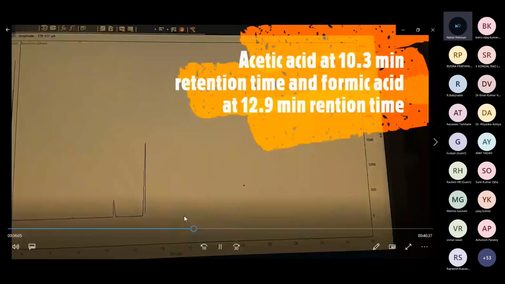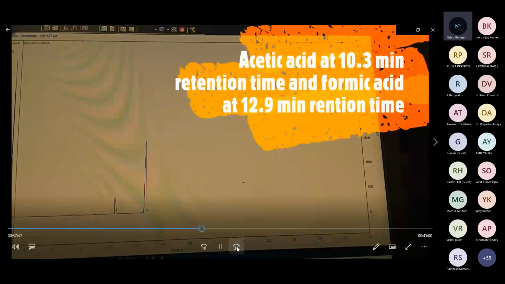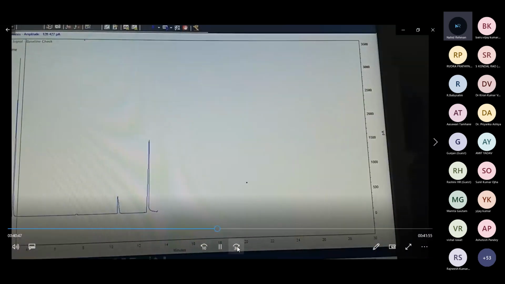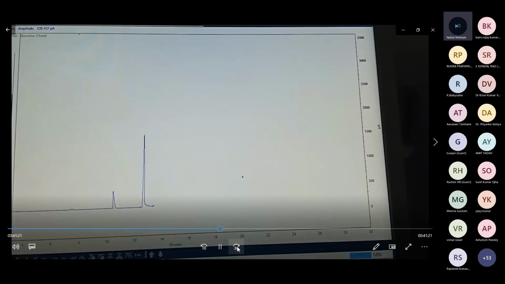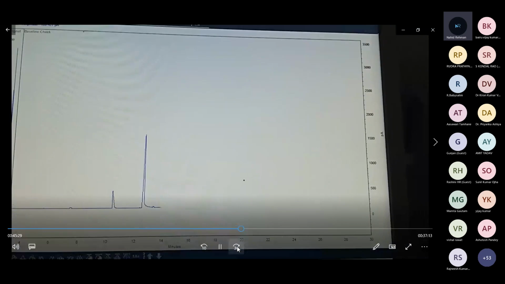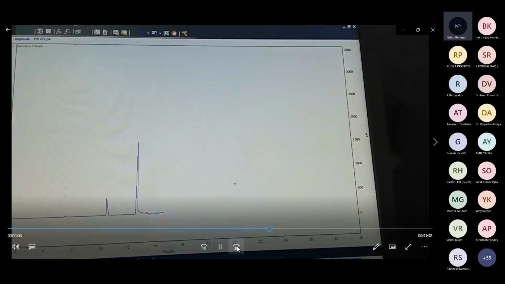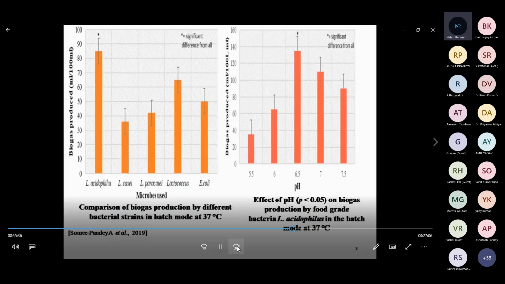Let it go. I'll go a little fast. I'm fast forwarding it so that you can see it because it is coming out of the machine. It is the online signal she is measuring. Now we have reached 14 minutes. It is increasing. There are no more peaks. Let's see if we are getting something else. Okay. So she shows that only acetic acid and formic acid are being formed.